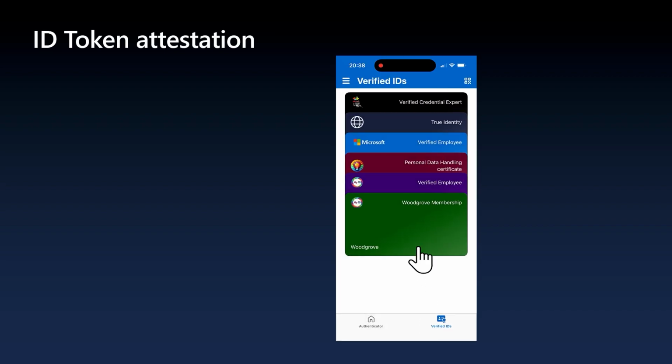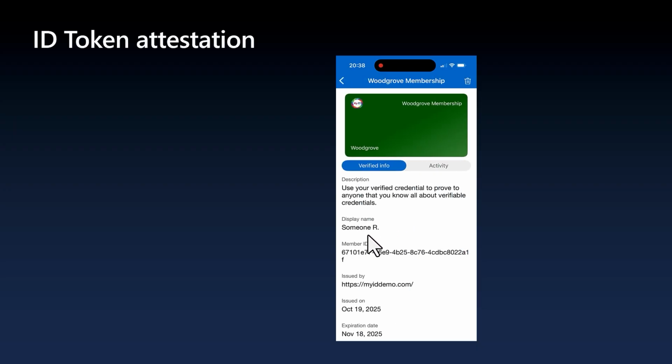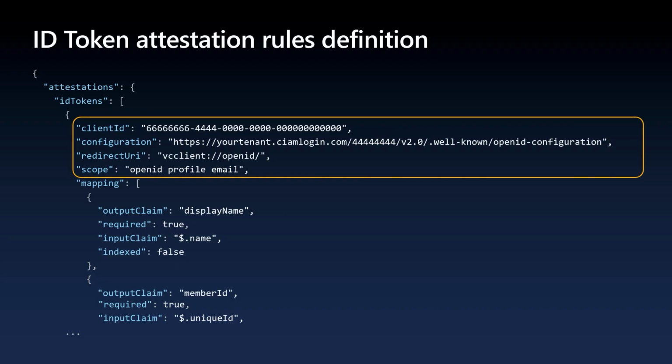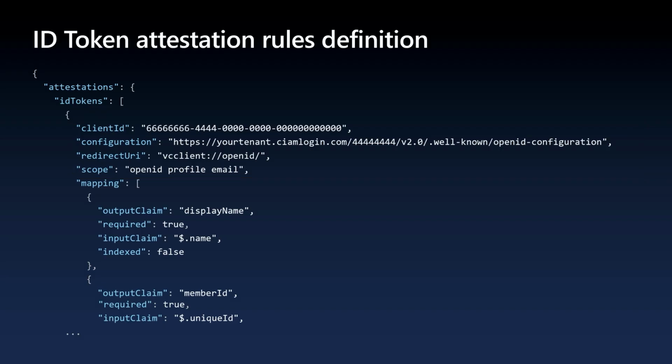In this example, Woodgrove membership attests that the user has a valid Woodgrove account. The claims that were extracted from the token are display name and the member ID. In the rules definition of the credential, the attestation is ID tokens. Then, the details of the OpenID Connect identity provider, like the client ID, the well-known configuration endpoint, redirect URI, and scopes. Pay attention to the input and output claims.